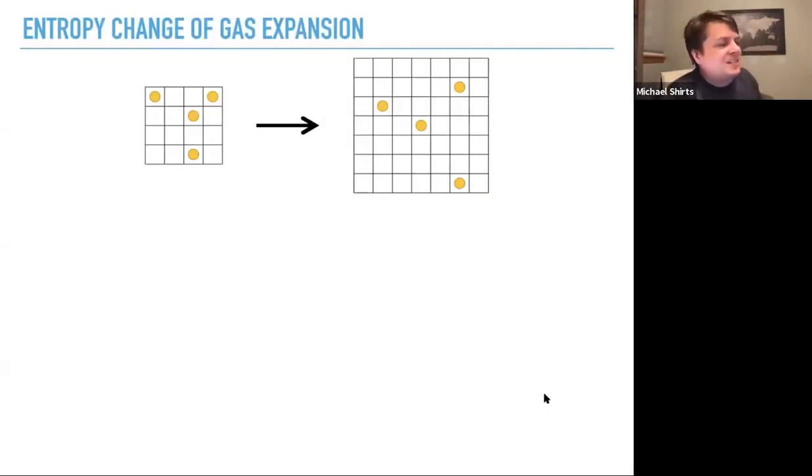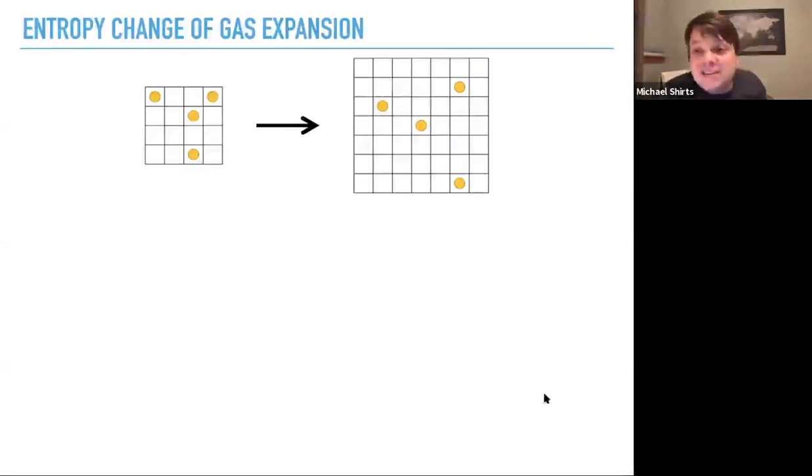Okay, so entropy change and gas expansion. Let's think through how this works. To make it simple, let's say that we divide space up into boxes again. Each molecule can occupy a box. It's an ideal gas, so they don't interact with each other, and they can all occupy the same boxes.